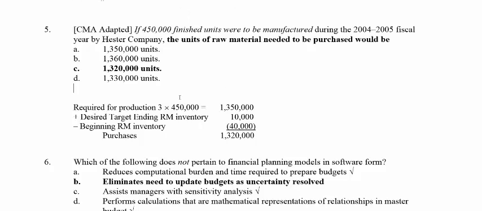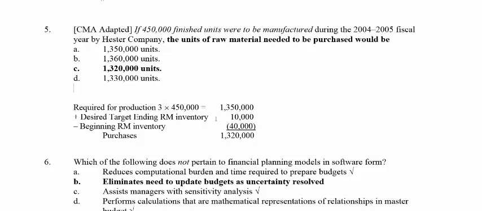So we need 3 tricycle tires, if you will, for each one of those 450,000 tricycles. So 3 times 450,000 means we are going to require 1,350,000 total tires. And we want to have some tires left over at the end of the fiscal year so that when we come back in on the first day of the next year, we have some tires to work with to start making more tricycles.